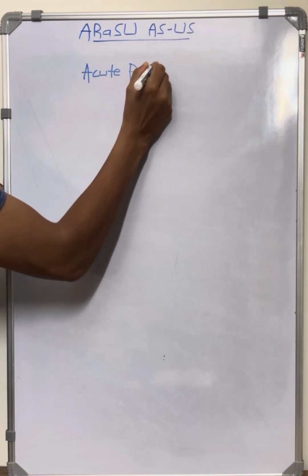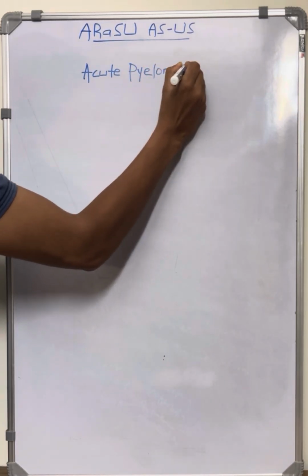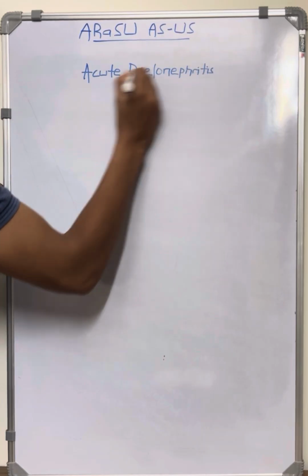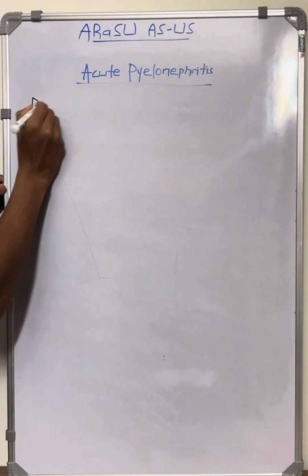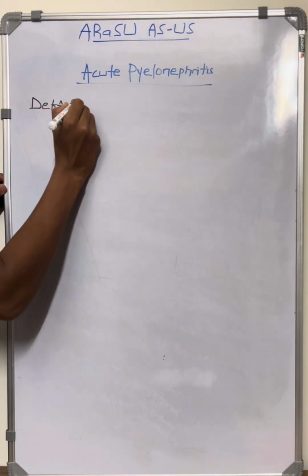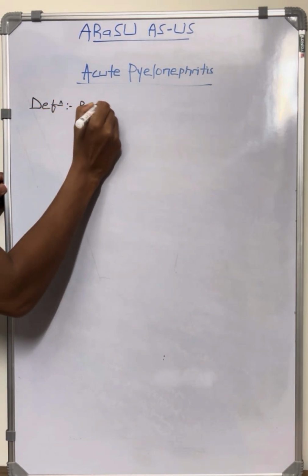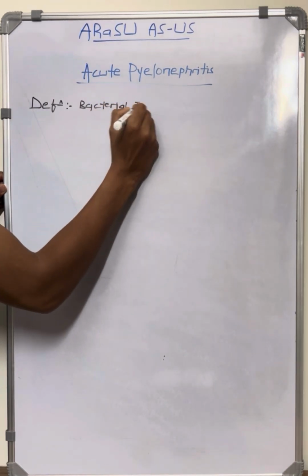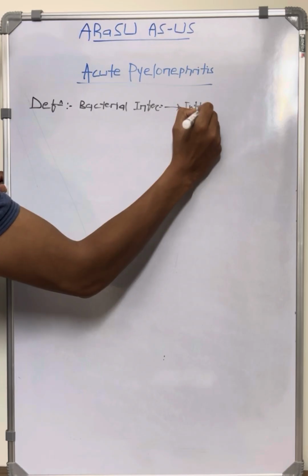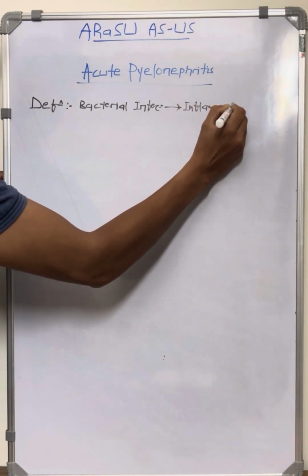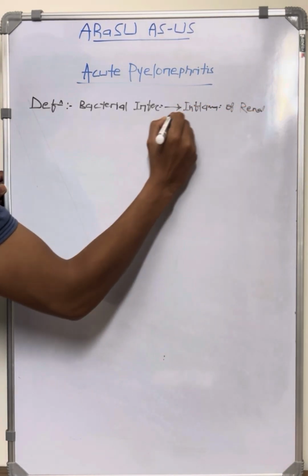Acute pyelonephritis. So what is the meaning of it? It is a bacterial infection. So to consider the definition, it is a bacterial infection leading to inflammation of the renal parenchyma.